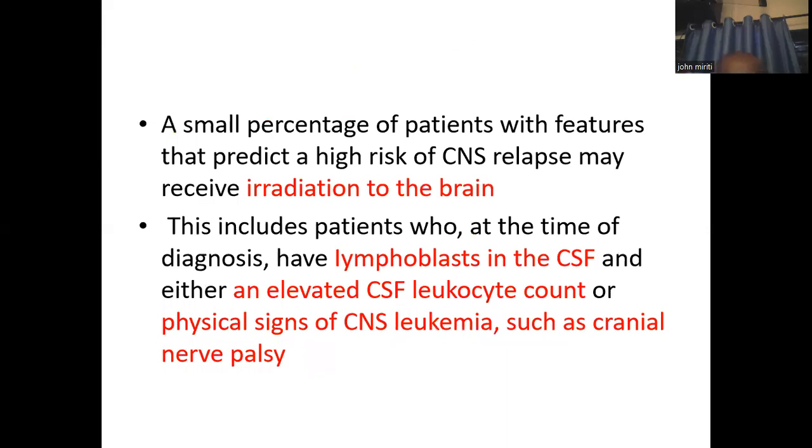A small percentage of patients with features that predict high risk of CNS relapse may receive irradiation to the brain. So you do radiation to the brain, and you remember that radiation is an environmental factor which also can cause acute lymphoid leukemia. This includes patients who at the time of diagnosis have lymphoblasts in the CSF and either an elevated CSF leukocyte count or physical signs of CNS leukemia, such as cranial nerve palsy.